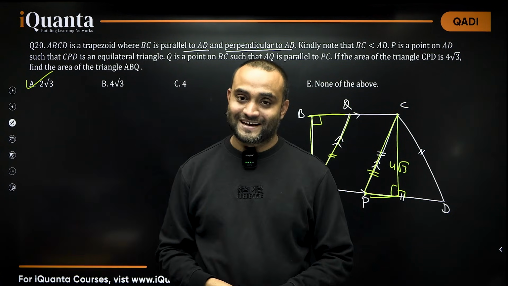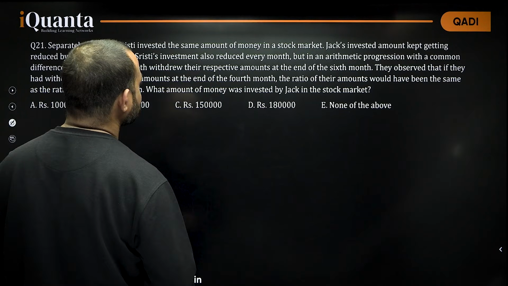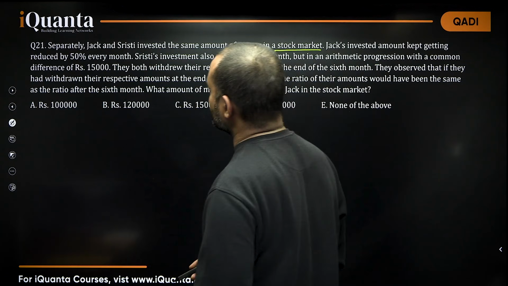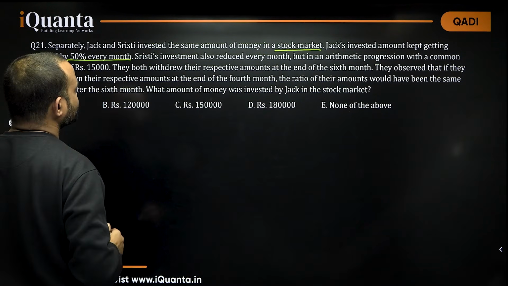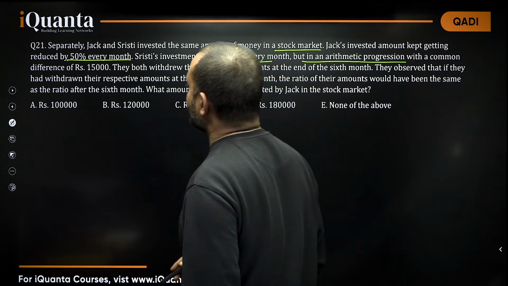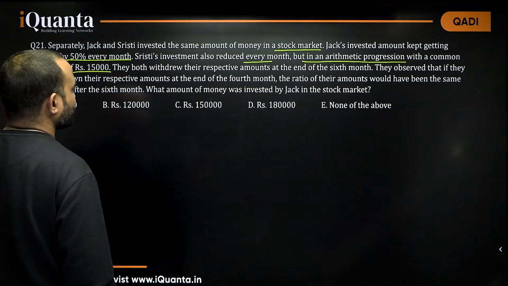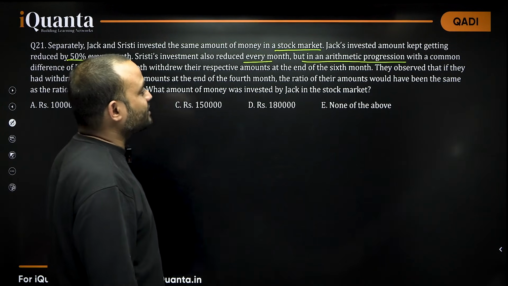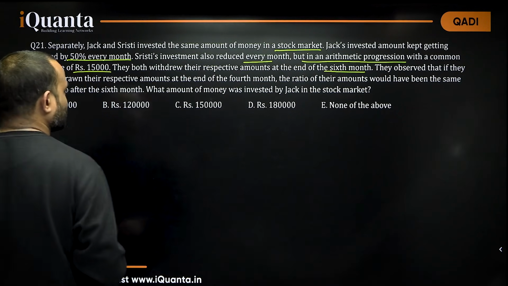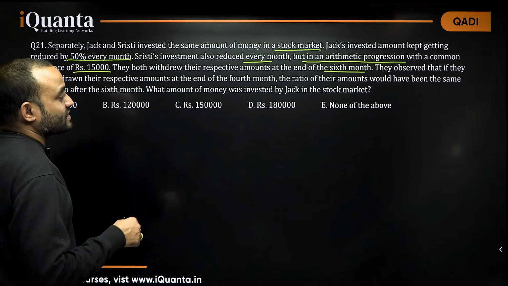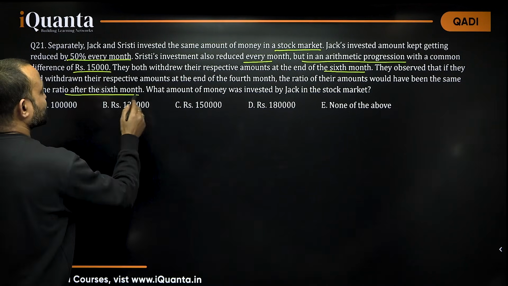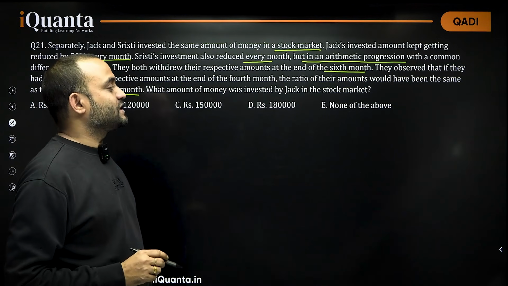Answer is option A. Separately, Jack and Srishti invested the same amount of money in a stock market. Jack's invested amount keeps getting reduced by 50% every month. Srishti's investment also reduced every month, but in an arithmetic progression with a common difference of 15,000. They both withdrew their respective amounts at the end of 6 months. They observed that if they had withdrawn their respective amounts at the end of the 4th month, the ratio of their amounts would have been the same as the ratio after 6 months. What amount of money was invested by Jack in the stock market?